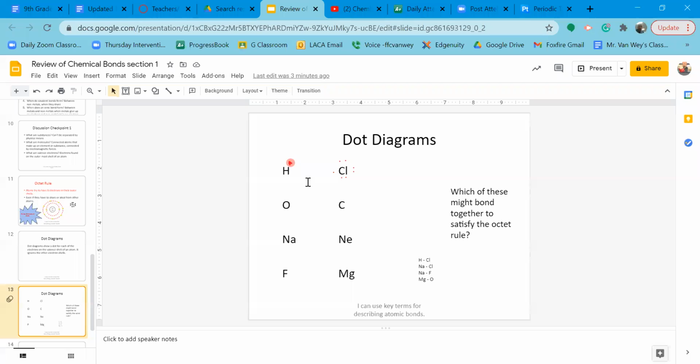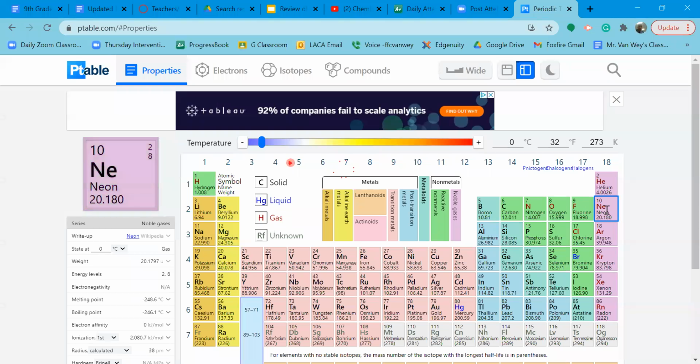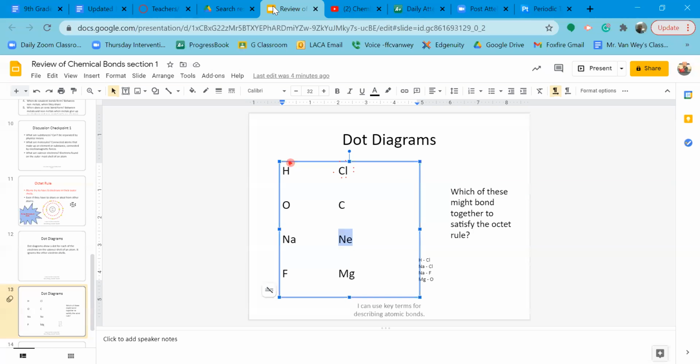Once we draw our dot diagrams, we can tell which of these atoms are going to hook together to form chemical bonds. Okay. Some good examples, we have hydrogen and chlorine, right? Hydrogen has 1, chlorine is missing just 1. Sodium and chlorine, sodium has 1 on its outer shell as well. Okay. Fluorine has 7 on its outer shell. Magnesium has 2, oxygen has 6. So magnesium and oxygen will probably attach together very easily. Neon is a noble gas. It has 8 electrons on its outer shell. It's not going to combine with other atoms.